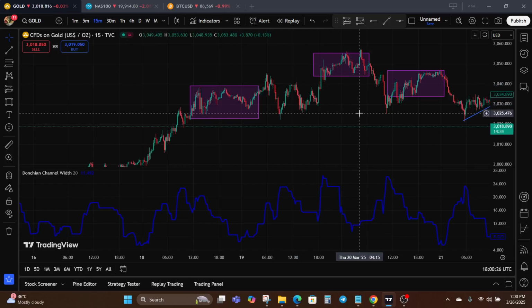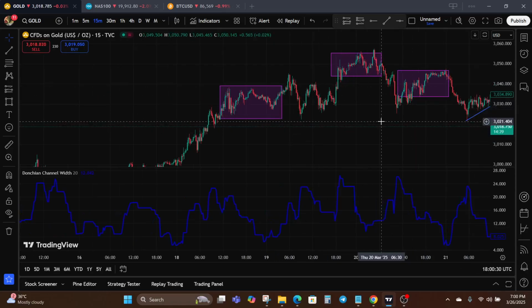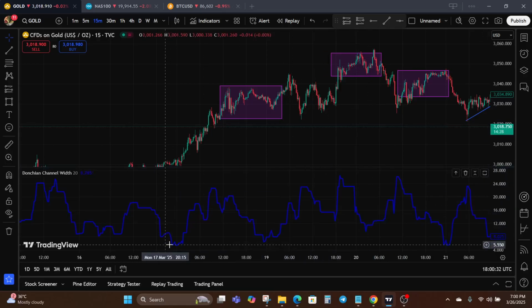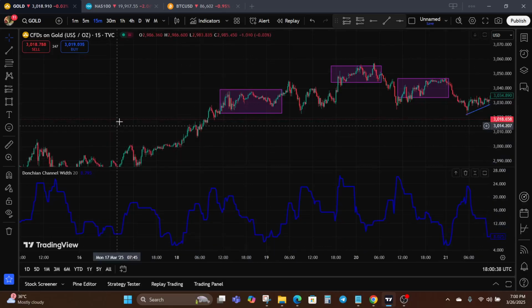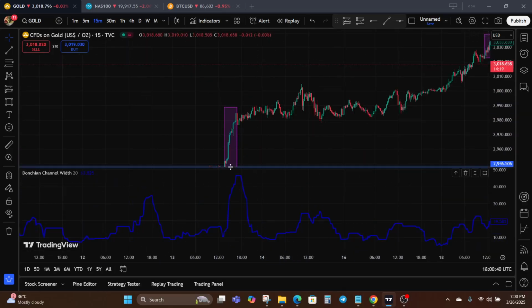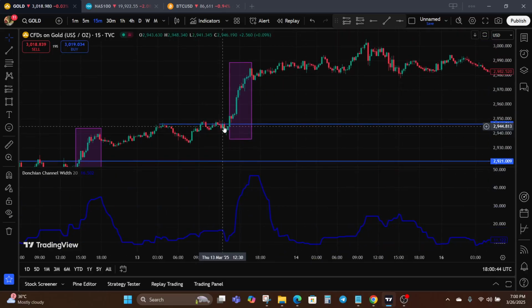Then you can use this indicator to spot breakout signals. A sudden rise in the Donchian Channel Width often means that the market is making a strong move. So when you notice a sudden surge in the Donchian Channel Width indicator, it shows that the market is making a strong move.